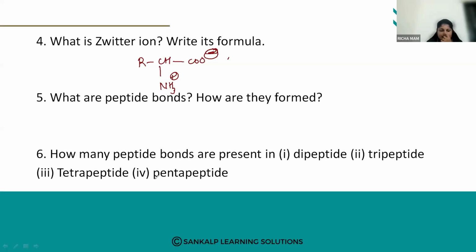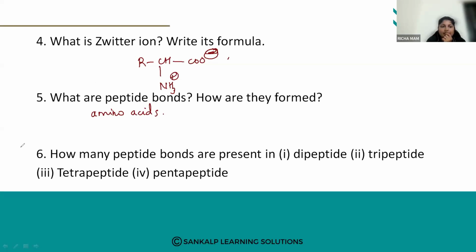Next is, what are peptide bonds? Peptide bonds are very, very important. Bonds formed by the condensation of amino acids with the elimination of water molecule are called peptide bonds.